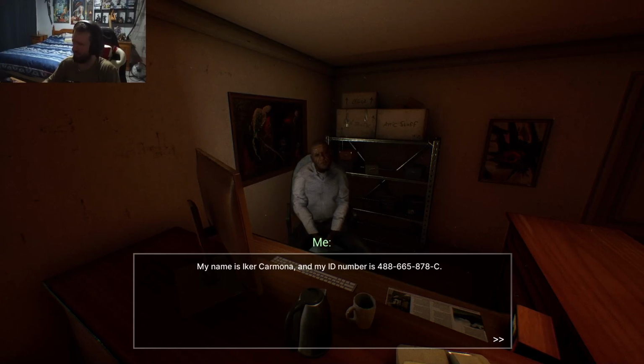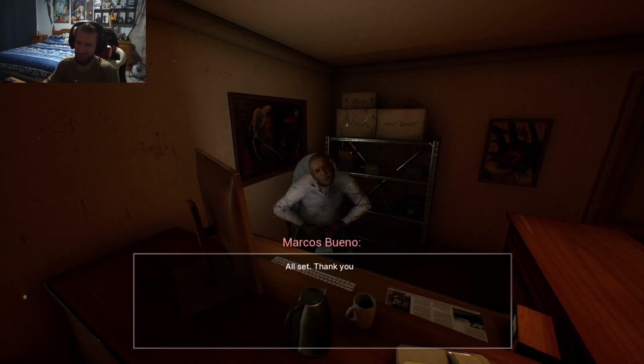488-665-878-CU. Pretty strange ID number. But maybe it's the ID number that they have in the area or the country that they stay in. It was a little bit different here.